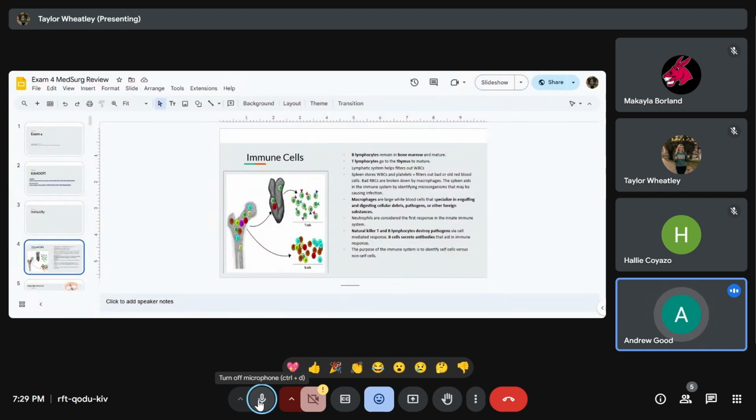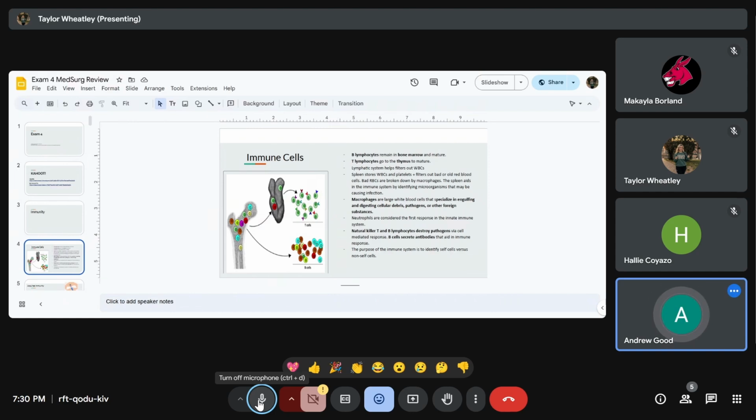I think on your worksheets you have to describe or know the functions of each single immune cell. Macrophages are the larger white blood cells that specialize in engulfing and digesting all the pathogens. Neutrophils are your first responders within the innate immune system. The natural killer T cells and B lymphocytes destroy pathogens through cell-mediated responses. So something is telling them to go target it. It is not just the initial response like the neutrophils. Something is actually telling them what to do.